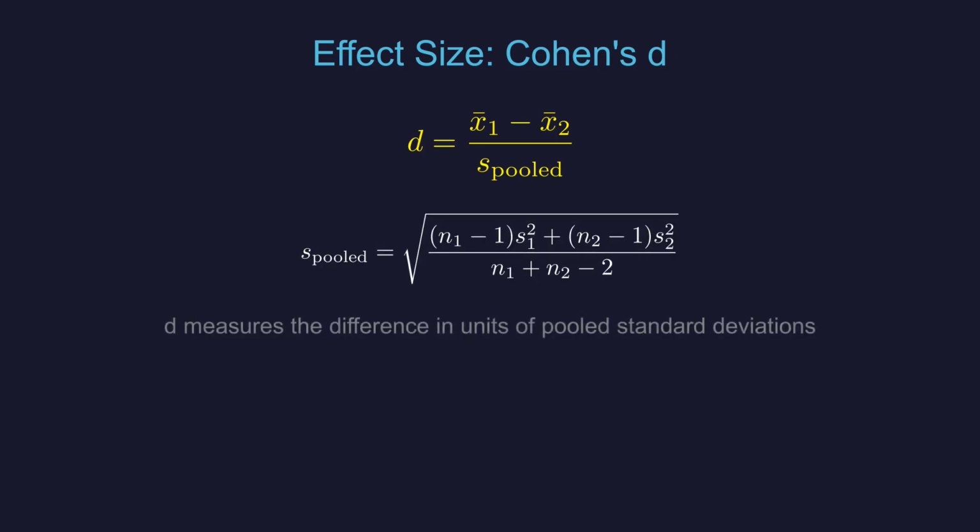Now let's talk about effect size. A p-value tells us whether a result is statistically significant, but it doesn't tell us how large the effect is in practical terms. Cohen's d is the most common measure. It divides the difference in means by the pooled standard deviation. The pooled standard deviation combines variability from both groups, so d tells us how many standard deviations apart the two group means are.